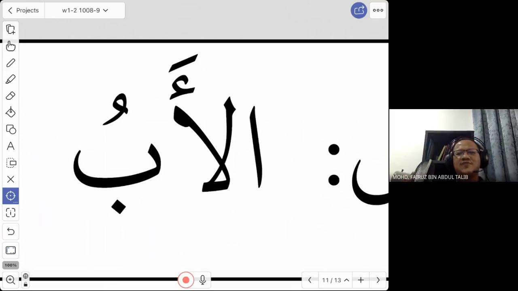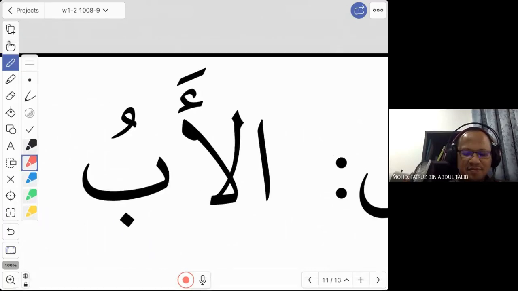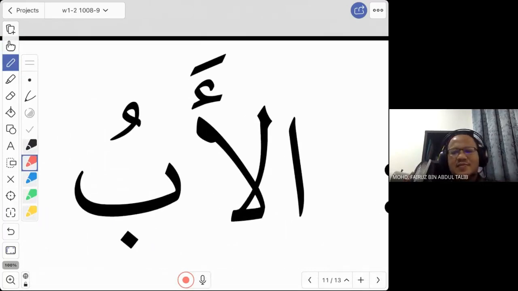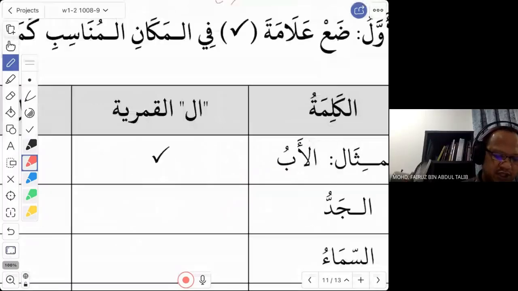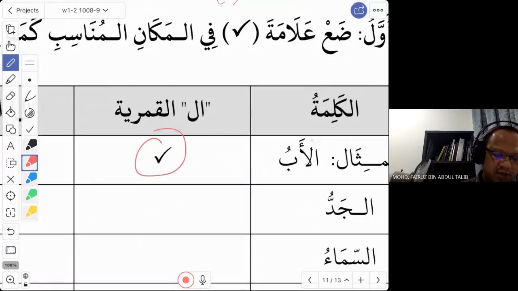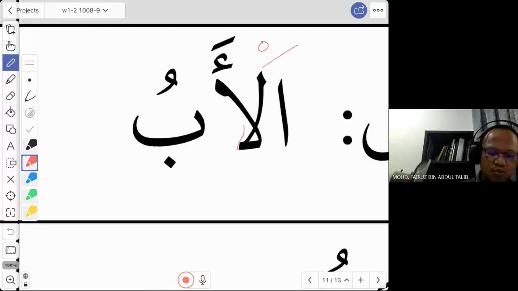So now you have alif lam. You want to say the father. So how do you read this alif lam? Al-Abu. Good. So, since you read it with the Al sound, Qamariyyah or Shamsiyyah? Qamariyyah, of course. That is why here they tick Qamariyyah, right? Because you read Al-Abu. Good.